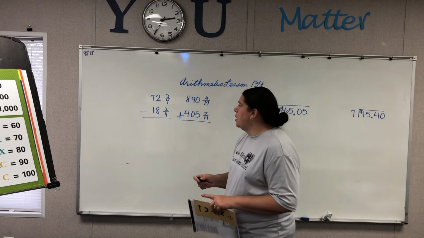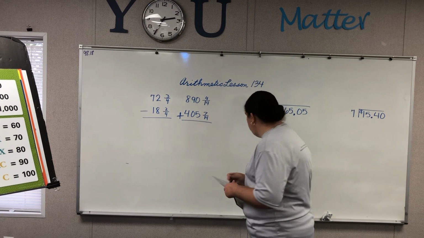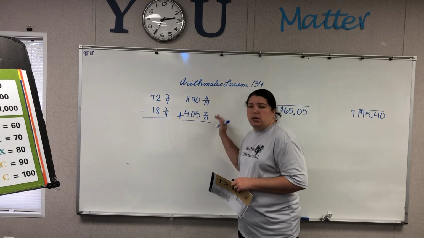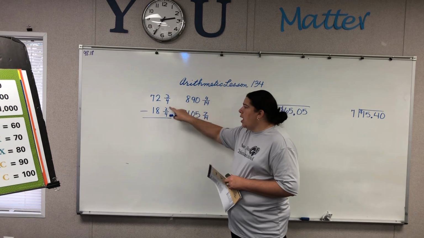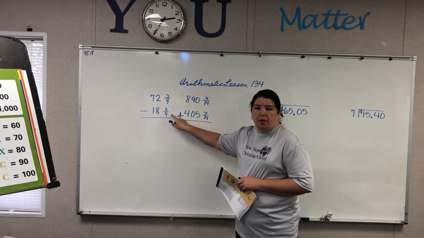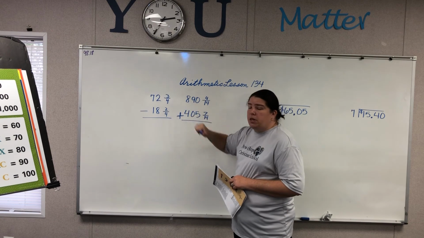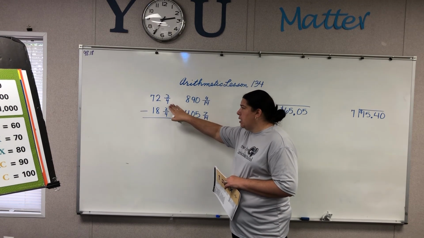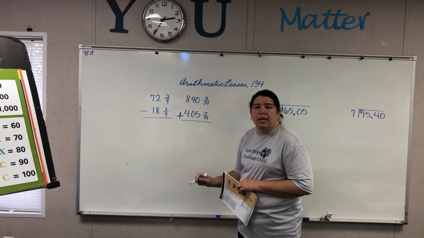Let's start a little bit with fractions. Remember that we can only add and subtract fractions that have the same denominator. Remember, the denominator's on the bottom, the numerator's on the top, okay? But we can only add them if they have the same denominator. This one's 4 and this one's 4, so now we can add them.